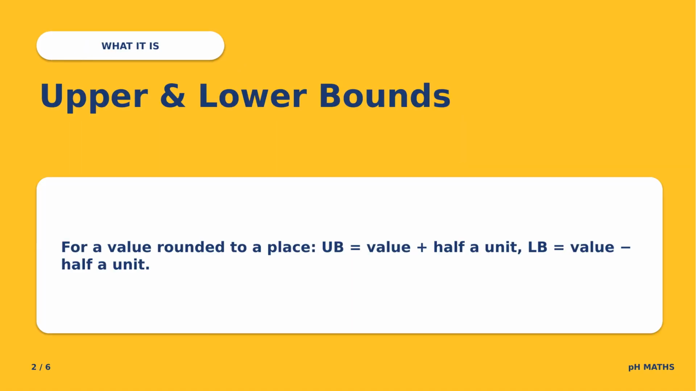Definition. When a value is rounded to a certain place, the upper bound is half a unit above the rounded value. The lower bound is half a unit below. So 5.4 to 1 decimal place could really be anything from 5.35 up to, but not including, 5.45. The upper bound equals 5.45, the lower bound equals 5.35.